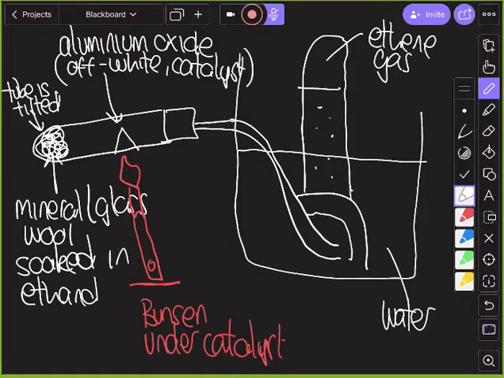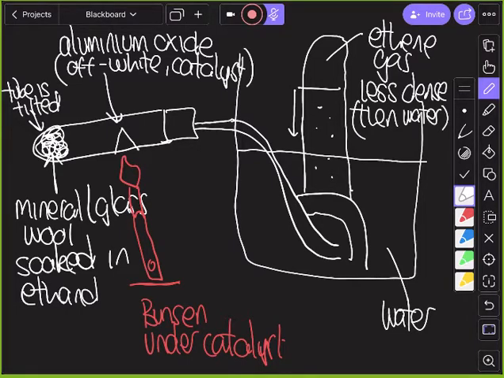Okay, and the fact that we have the gas and the fact that it'll collect, so literally the gas will push the water out and down, this tells us that ethene gas is less dense than water, the fact that it sits on top. Okay, so it's relatively simple as an experiment.